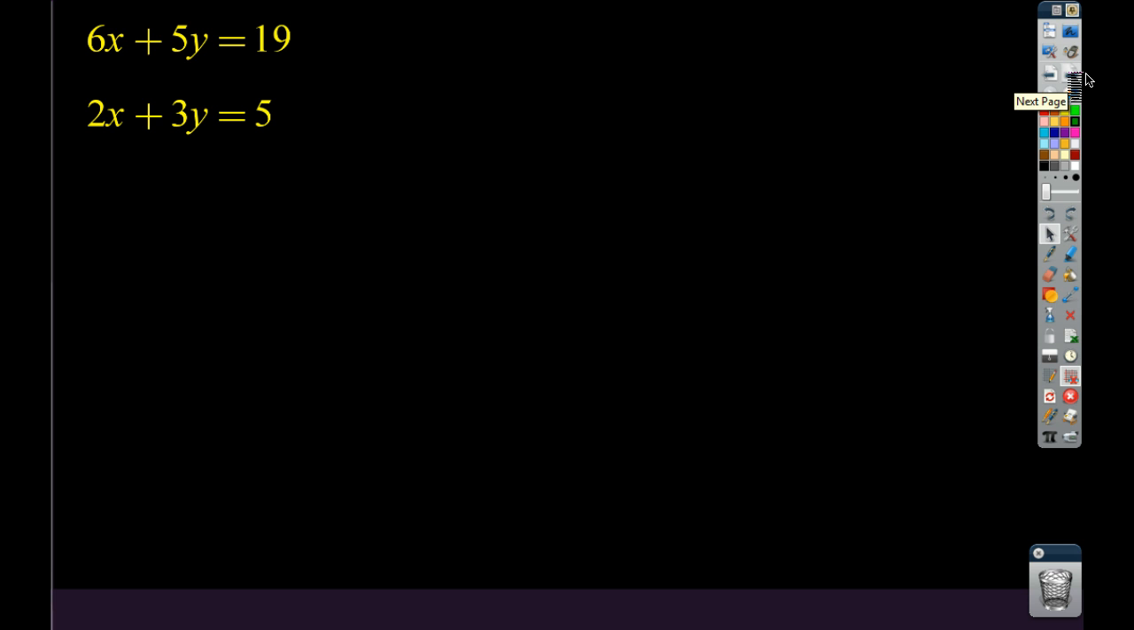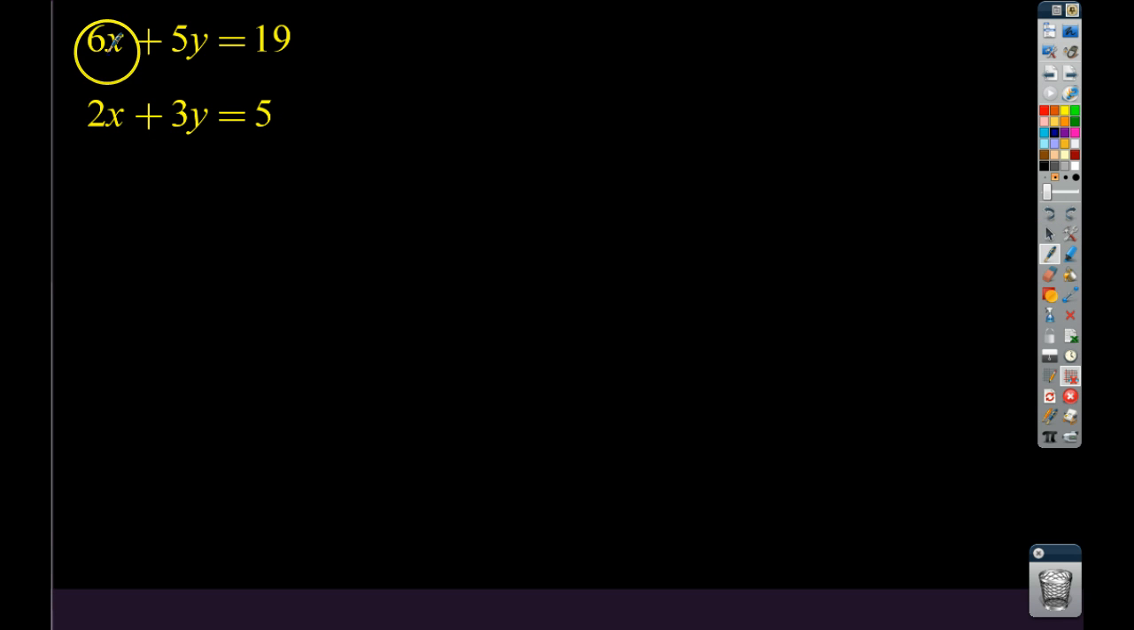Alright, so here we have 6x plus 5y equals 19. And we also have 2x plus 3y is equal to 5. Now typically when we want to do elimination, we want an equal amount of x's or of y's so that we can have them cancel each other out. In this case, we do not have the same amount. So I'm going to need to try to convert one of them to be equal to another.